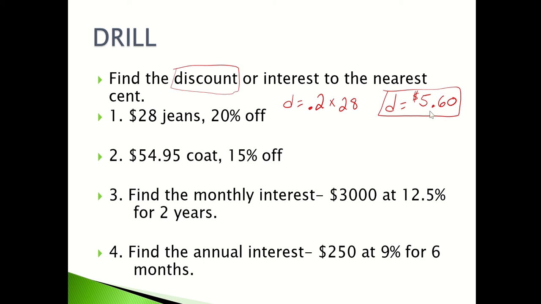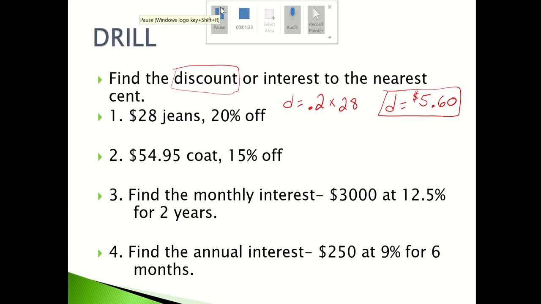And we get $5.60. What that means is, well, you think about what that means. Are we paying $5.60 for the jeans? No, they are discounted $5.60. So if you wanted to find the price of the jeans, which we did not have to find, it's 28 minus 5.60. So we'd be paying $22.40 for this particular pair of jeans. So make sure you read the question carefully. Make sure you understand if you're finding the discount or the sale price. We're finding the discount here.